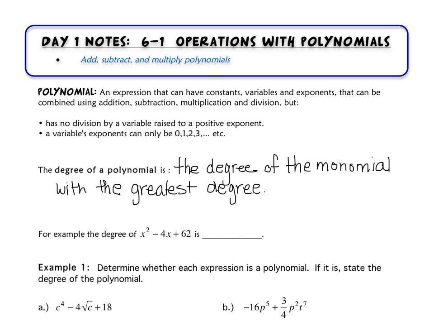So for example, the degree of x squared minus 4x plus 62 would be, well, the degree of the first term here is 2, the degree of the second term is 1 because x is raised to the first, and the degree of the last term, there's no x there, but really I could put an x to the 0 because remember that would equal just 1, so the degree of the last term is 0. So the highest degree of the monomial is the degree of the entire polynomial, so in this case it would be 2, because that's the highest degree.